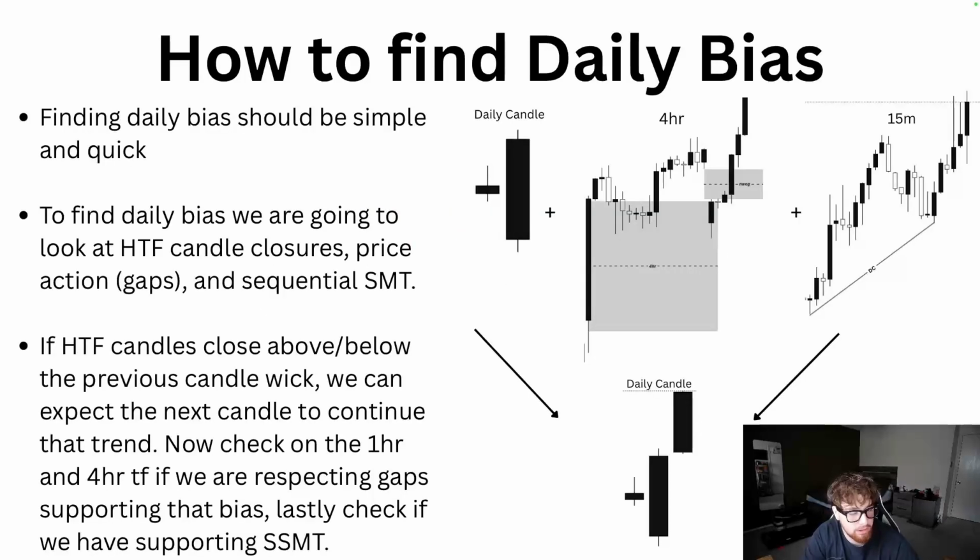The first is how to find your daily bias. Finding your daily bias should be simple and quick. To find a daily bias, we're going to look at high time frame candle closures, price action, which is really just gaps, and sequential SMT, which I just posted a video explaining if you don't know what that is. So if a high time frame candle, usually a daily candle is what I would look at, closes above or below the previous candle's wick, we can expect the next candle to continue that trend.